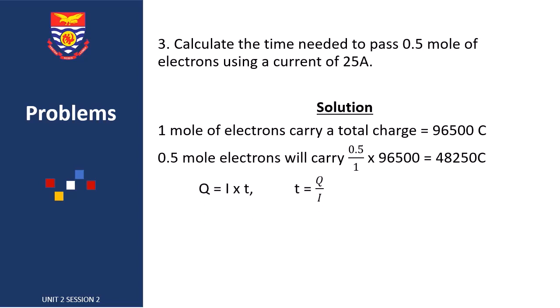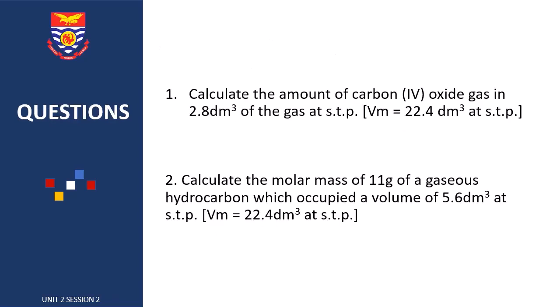Knowing the quantity of charge, then we can use our relation Q is equal to capital I times small t. We make time the subject and then we do our substitution. That gives us 1930 seconds. So that will be the time needed to pass 0.5 moles of electrons when we apply a current of 25 amperes.